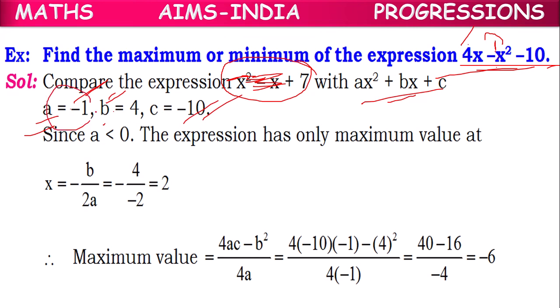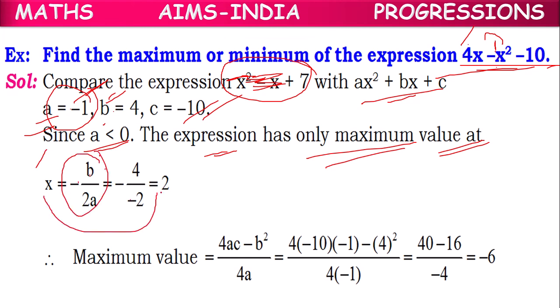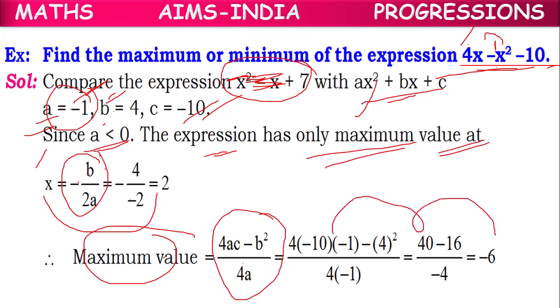But here the a value is less than 0. So the expression will have a maximum value at x equal to minus b by 2a. If we substitute values, at x equal to 2, it will have the maximum value. So what is that maximum value? The formula is 4ac minus b square by 4a. Let's substitute all the values and simplify. We will get the answer minus 6. So minus 6 is the maximum value of the quadratic expression.